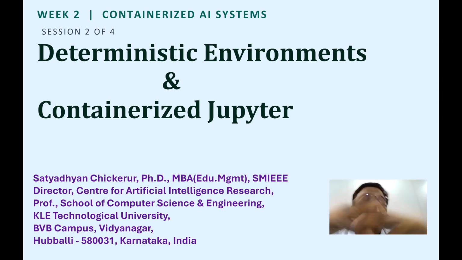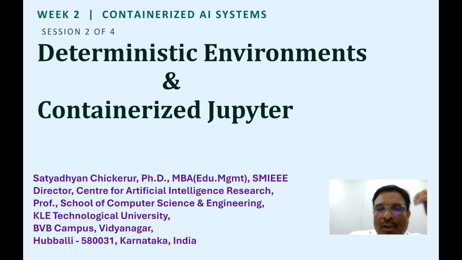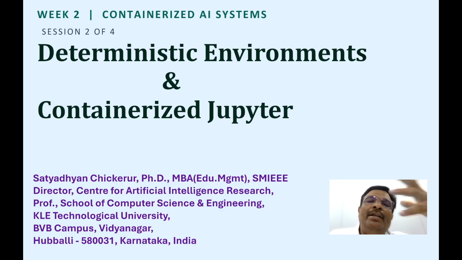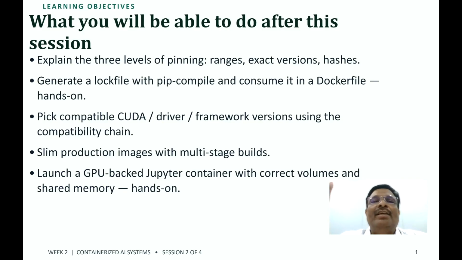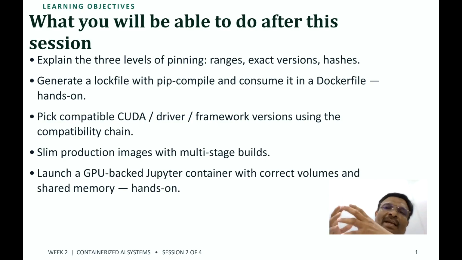Now, none of these are directly wired or directly pipelined. So, keeping this in mind, let us see session 2, which basically talks about how we can come up with a deterministic environment using Docker, and in that, how we are going to use a containerized Jupyter notebook. After this session, we'd be able to understand the three levels of pinning. What does pinning mean? And how do you generate a lock file with pip compile?